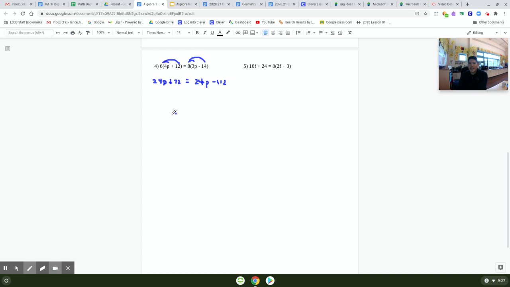So we have the variable on each side. On the left side, you have 24p. On the right side, you have 24p. You have the exact same amount of the variable on each side of the equation. This is the first time we ran across this.